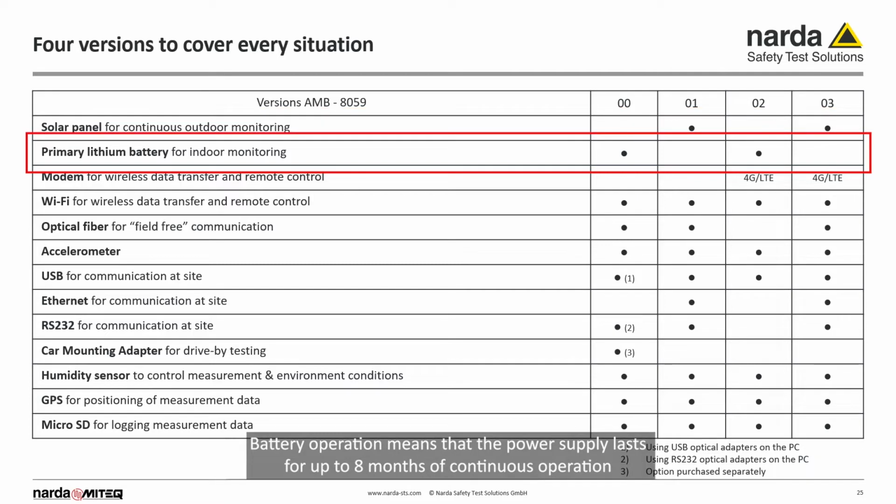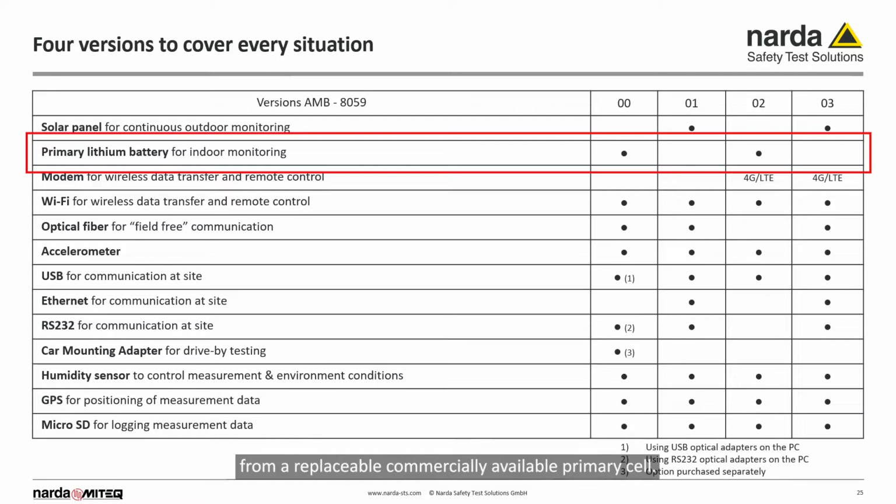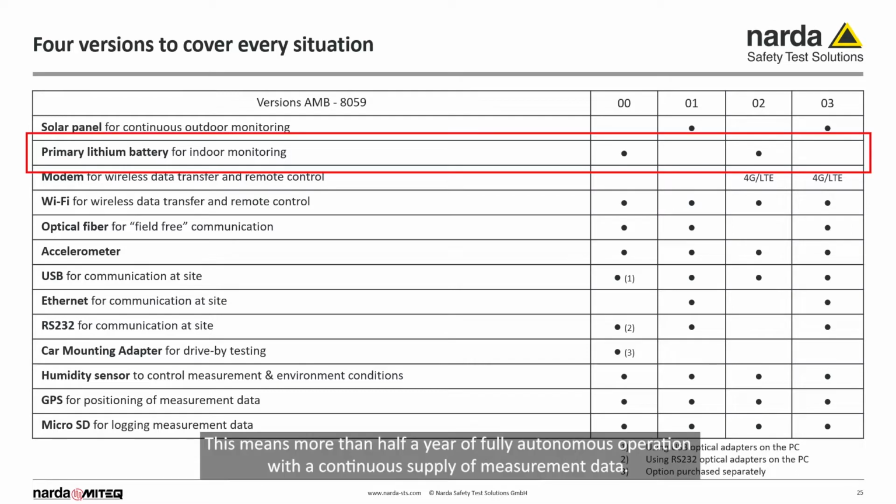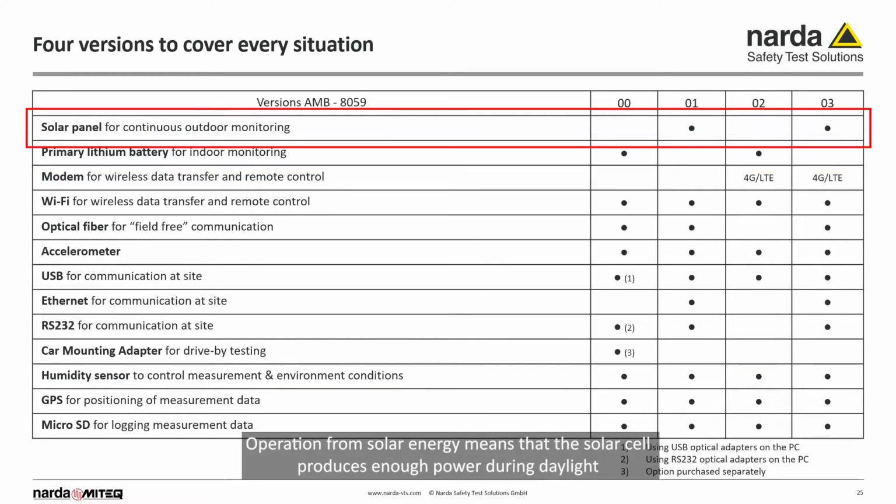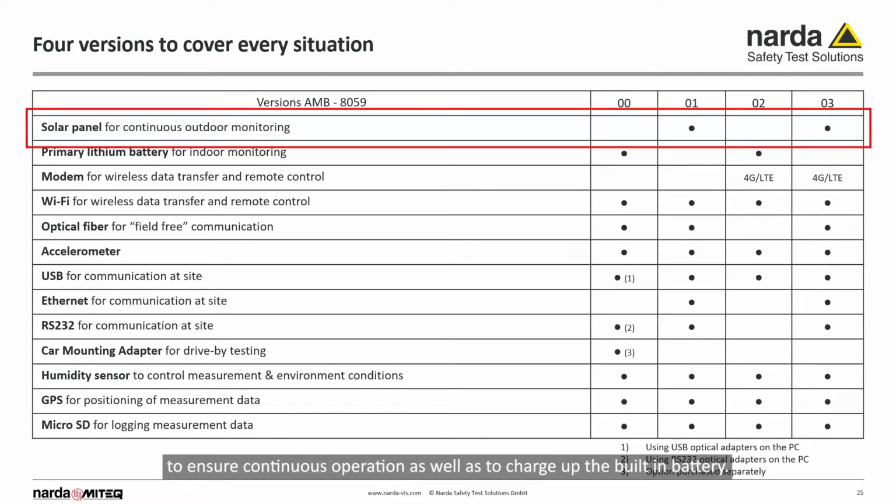Battery operation means that the power supply lasts for up to 8 months of continuous operation from a replaceable commercially available primary cell. This means more than half a year of fully autonomous operation with a continuous supply of measurement data. Operation from solar energy means that the solar cell produces enough power during daylight to ensure continuous operation, as well as to charge up the built-in battery. This then powers the device during the night to enable true 24/7 operation.